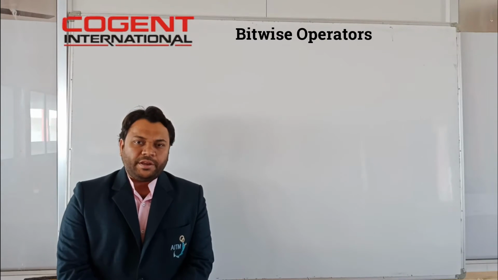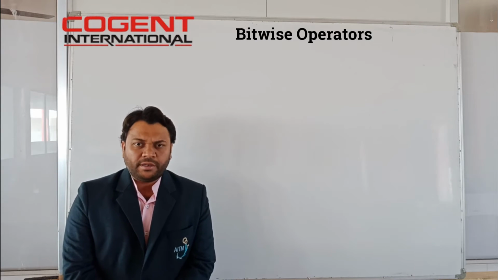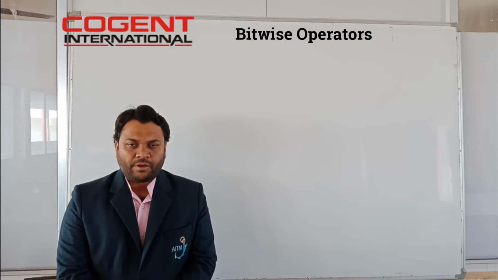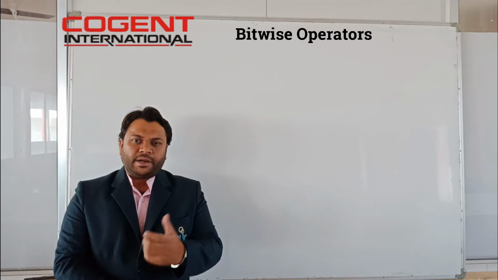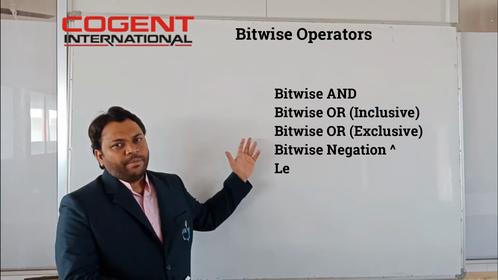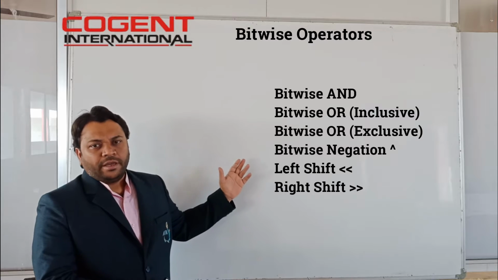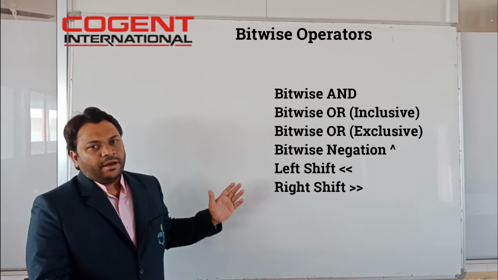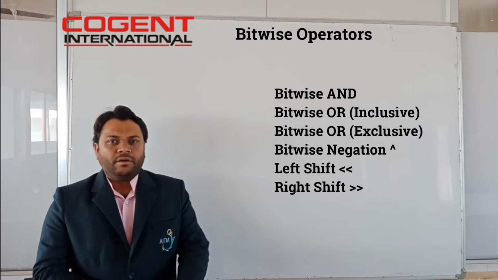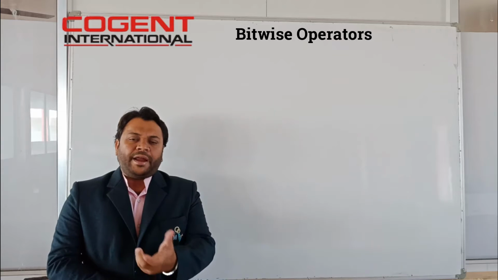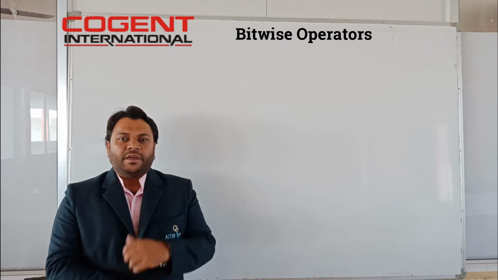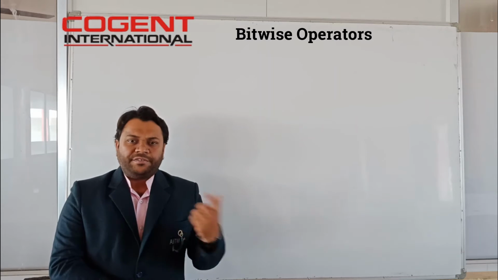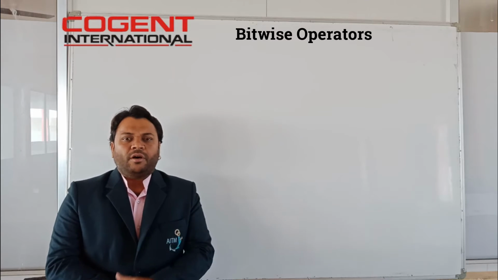Now let us understand the bitwise operators here. Bitwise operators perform the operation on the bits of an operand. There are different types of bitwise operators: bitwise AND, bitwise inclusive OR, bitwise exclusive OR, bitwise negation, then left shift and right shift. Now let us understand the bitwise AND, bitwise inclusive OR, bitwise exclusive OR, and the bitwise negation. Later we'll understand the left shift and right shift which are performed on the operands.